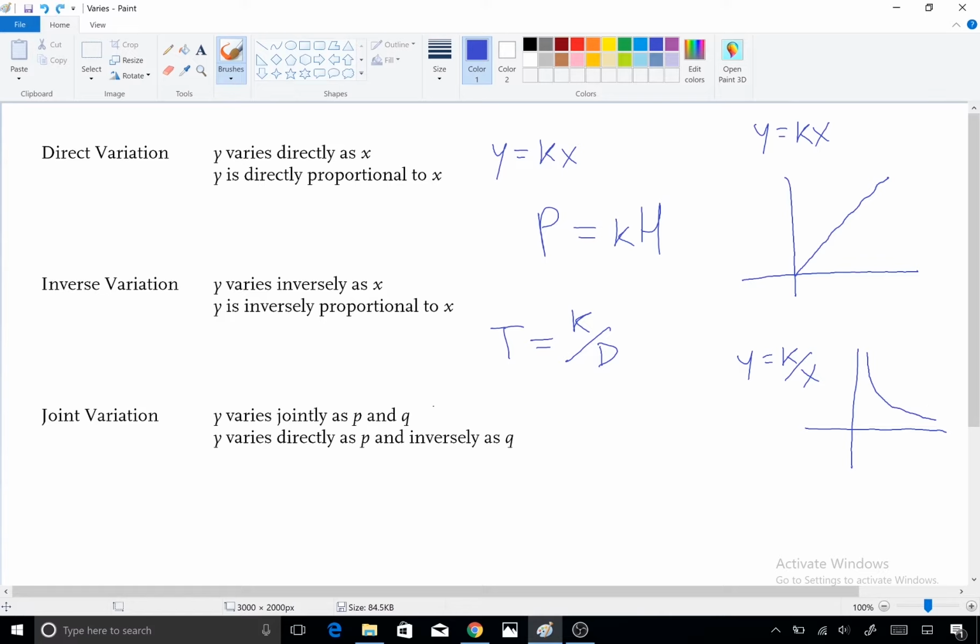We'll also see problems where y varies jointly as two variables, and there are a few different versions of this. One, you might be told that y varies jointly as p and q. In that case, it's directly related to both. The equation would be y equals k times p times q, everything multiplied together, with k the constant of variation. You may see a problem where y varies directly as p and inversely as q. In that case, we'd have y equals k times p divided by q. P is in the numerator, Q is in the denominator.